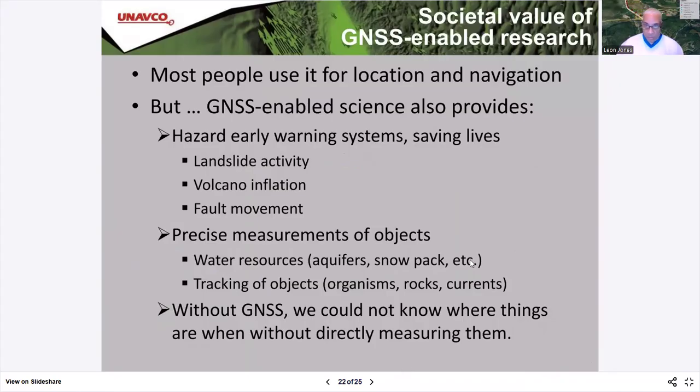Societal value of GNSS-enabled research. Most people use it for location and navigation, but GNSS-enabled science also provides hazard early warning systems, saving lives: landslide activity, volcano inflation, fault movement, precise measurement of objects, water resources, including aquifers, snowpack, etc., and tracking of objects such as organisms, rocks, currents. Without GNSS, we could not know where things are without directly measuring them.